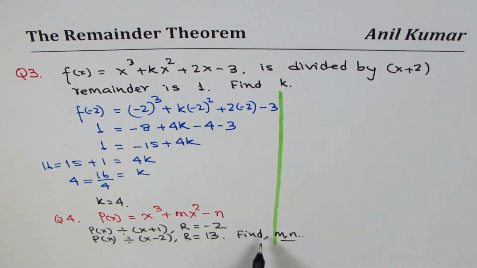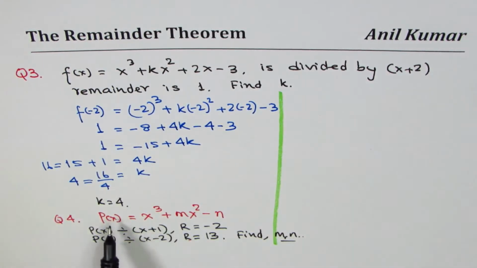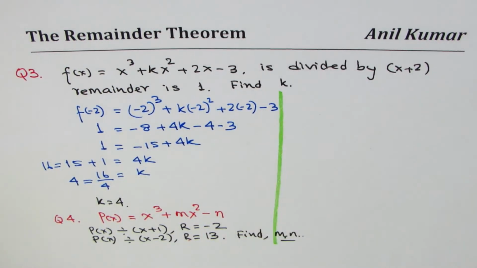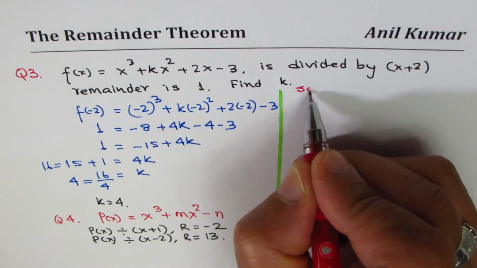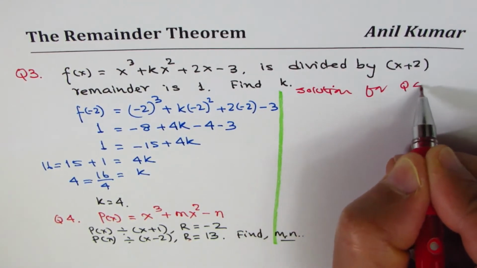So let's see how to solve this question. Since we know the remainder, we can apply the remainder theorem. So p of minus 1 should be minus 2. So we begin by writing, let's say, solution here for question 4, right? Okay.